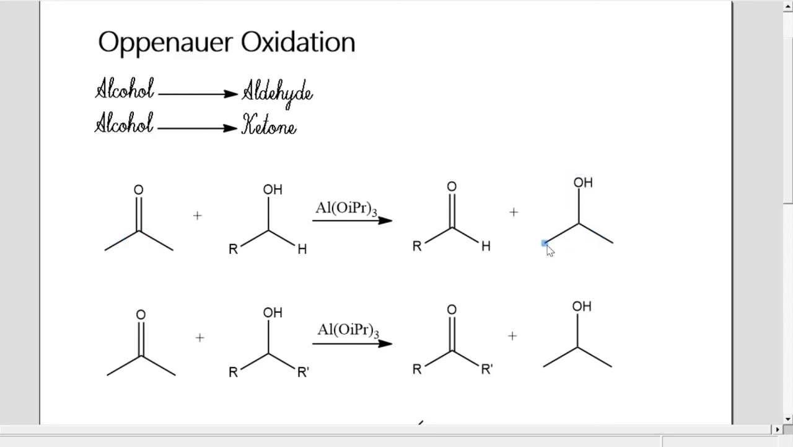So then we call it MPV reduction, Meerwein-Ponndorf-Verley reduction. Oppenauer oxidation and MPV reduction are both the same reaction. If our desired product is a ketone or aldehyde, we call it Oppenauer oxidation. If our desired product is alcohol, then we call it MPV reduction. Hope you understood what I'm trying to say here, and I hope you understood the mechanism of Oppenauer oxidation and MPV reduction, so to say.